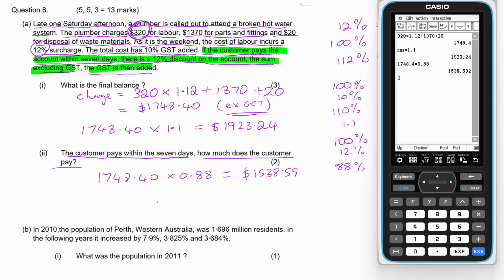Okay, but we need to add GST to that. So we've got the 1538.59, adding GST, same as it was in part 1, just times that by 1.1. And that is going to give me 1692.45.